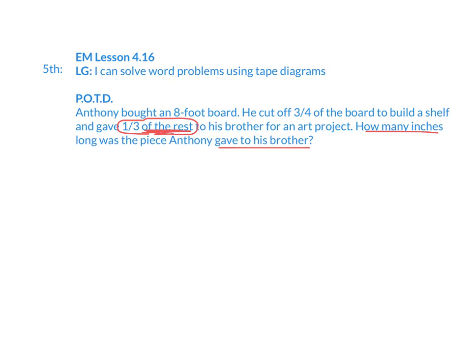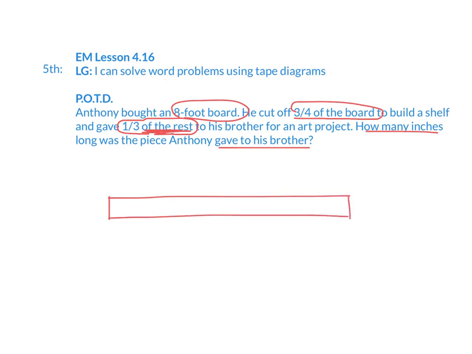Okay, so we know he had 8 feet altogether, and he cut off 3/4 of the board. It always helps if you draw 2 tape diagrams. So first you draw and you act out what's going on in the problem. So first we know he has an 8-foot board. Okay, he cut off 3/4 of the board to make a shelf. How could I draw on my tape diagram to act that out? Addison? So you could split the tape diagram into 4 parts. Split it into fourths. Yeah.